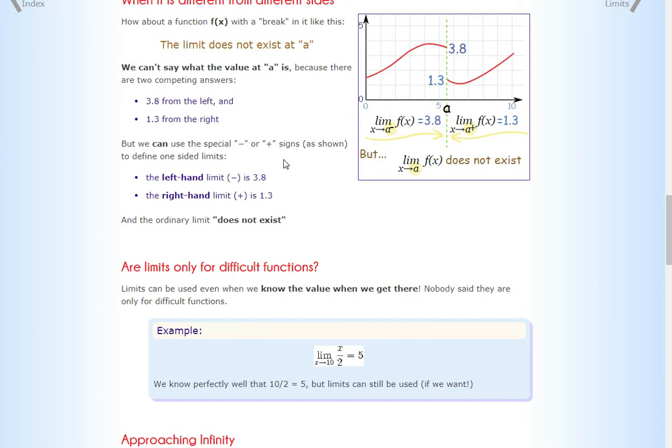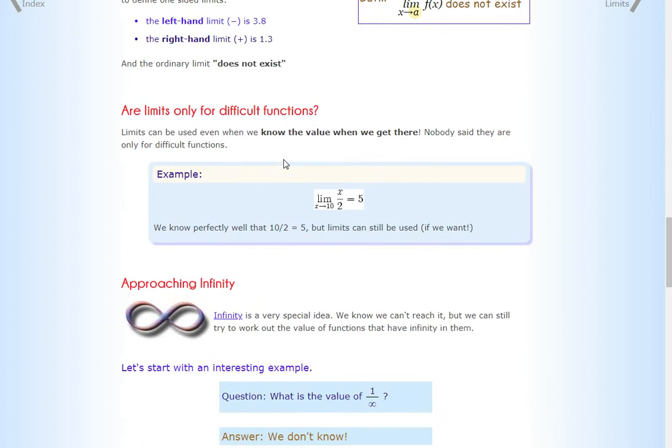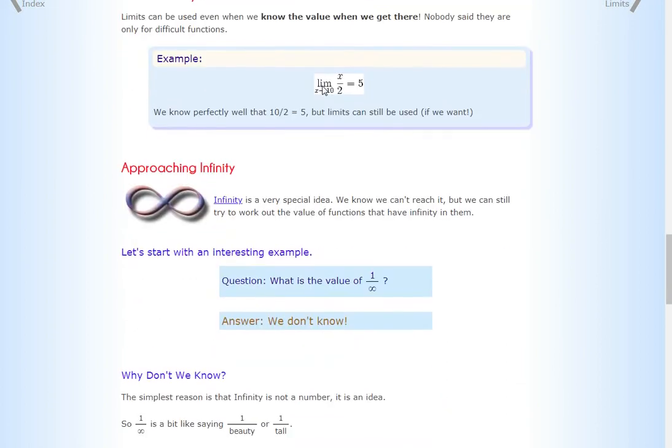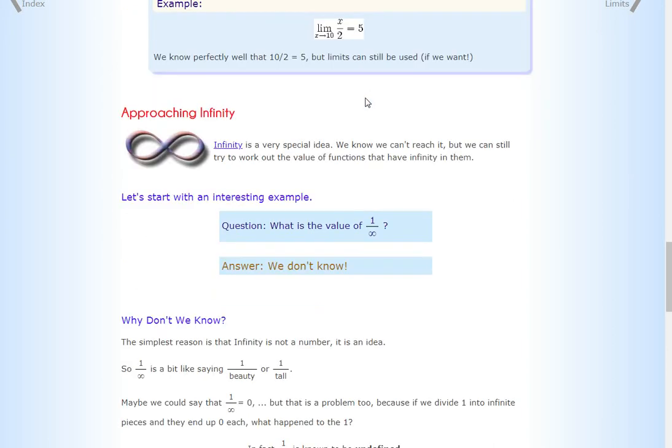Now, all of the functions we've looked at so far have had an indeterminate value. You do not have to only use limits for a difficult function. For example, if you wanted to find the limit as x goes to 10 of x over 2, you could plug in 10, and 10 divided by 2 would be 5. We could still use limits if we want to, it's just they're not very useful in this case because you can solve it without a limit. Limits are most useful in cases where you have an indeterminate value.